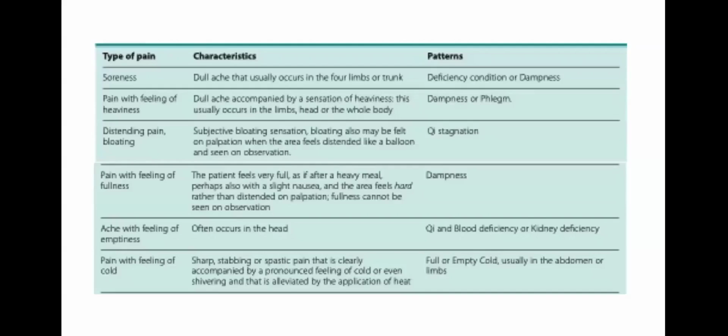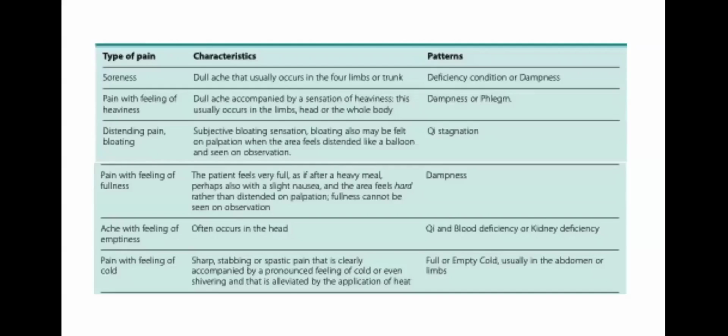If the pain has a feeling of heaviness, or this is what they call heavy pain, there will be dull ache accompanied by a sensation of heaviness. This usually occurs in the limbs, head, or the whole body. Patterns would be dampness or phlegm. Distending pain or bloating, there will be subjective bloating sensation. Bloating also may be felt on palpation when the area feels distended like a balloon, and this is seen on observation. Pattern is qi stagnation.